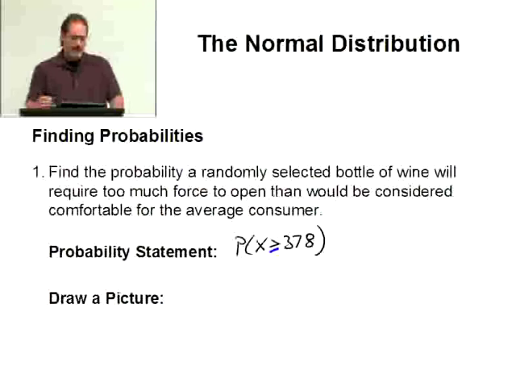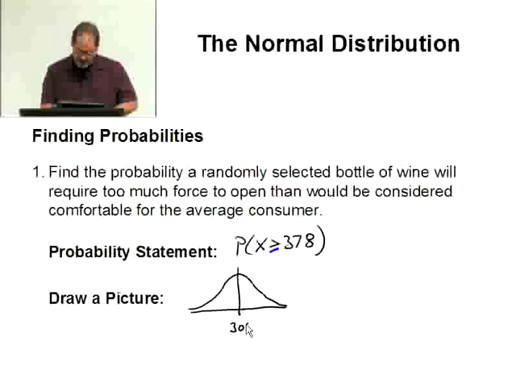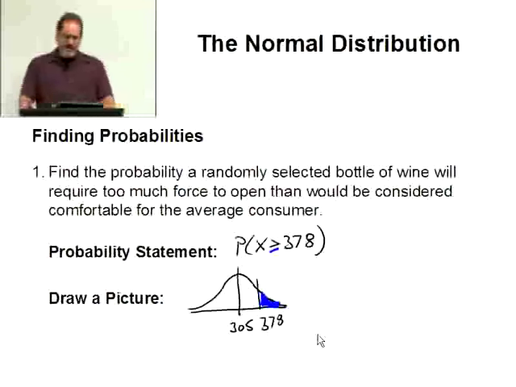Now, the first thing you want to do is draw a picture. So my picture is going to be a normal curve. The mean, right down the middle, is 305. 378 is up here someplace. It doesn't really matter where I put this. It's just for illustration purposes, to help me figure out what I'm going to do. And the area I want is the probability. So this blue area I shaded in will represent the probability of 378 or more.